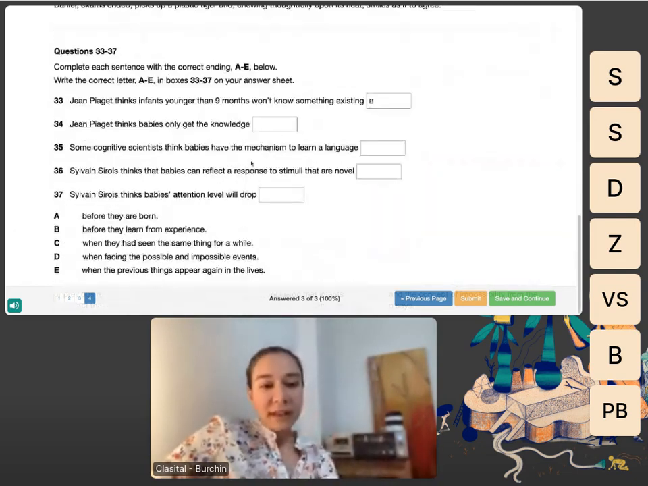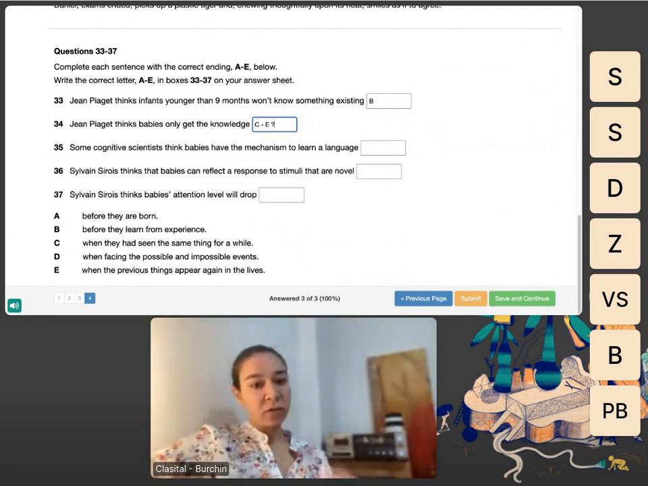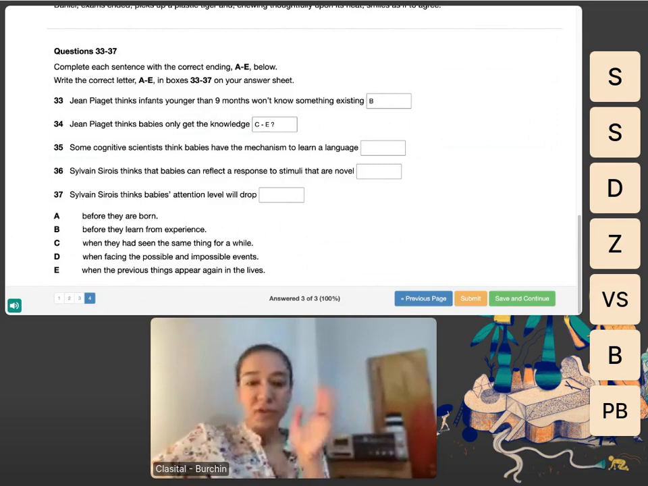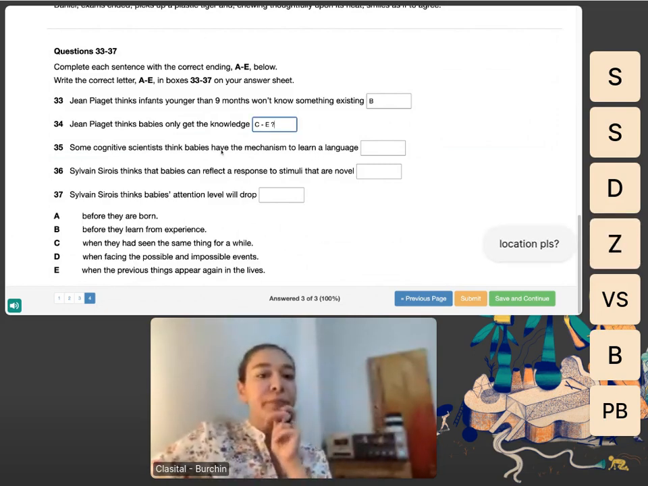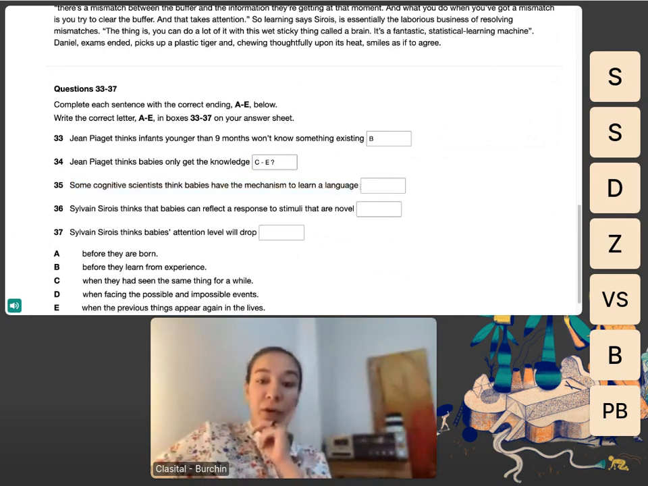For this one, I will say only get the knowledge when they had seen the same thing for a while, and I will put here E when the previous things appear again in their lives. I will put C and E together and a question mark. You can do this. Okay, some cognitive scientists think babies have the mechanism to learn a language.